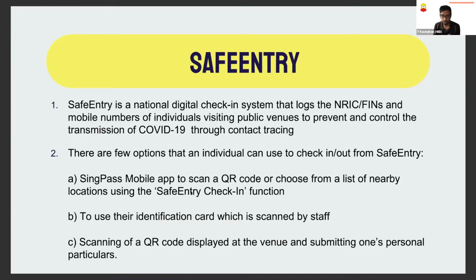So there are three main ways of using SafeEntry from a user's point of view. One is, if you have the SingPass app, you can just scan the QR code, or you can choose from the list of nearby locations and check in. Two is, you can use your NRIC to scan in, but that really depends on individual organizations, whether they have gone through the onboarding process. And third, you would have seen a lot of SafeEntry QR codes in different places, so you just use your mobile phone, scan it, and check in.